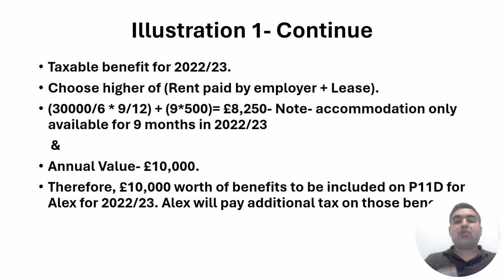And then obviously the employer also pays rent on behalf of the employee, which was £500 per month, and only for 9 months, as we said. Then in this case, you just add them up. It's very simple. And then the annual value is given to you, which is 10,000. So choose the higher value. Obviously, 10,000 is more than 8,250. Therefore, 10,000 worth of benefit is to be included on the P11D for Alex in the 2022-23 year. Alex will pay additional tax on those benefits.